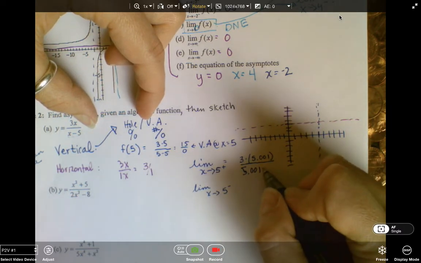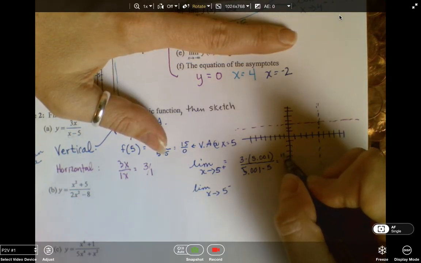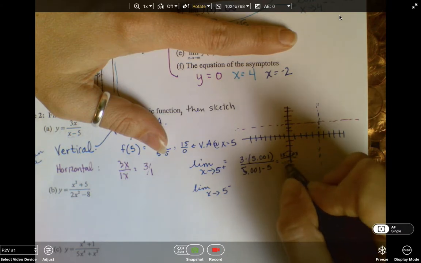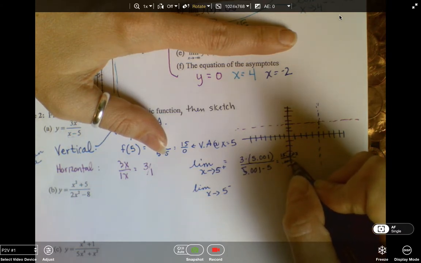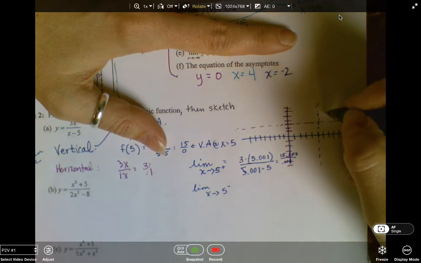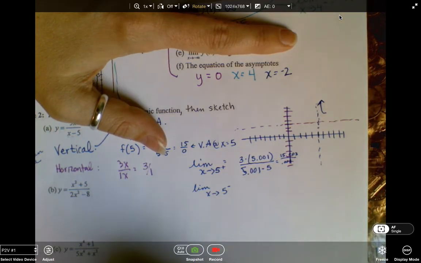5.001 minus 5. So this is going to give us a little bit more than 15 over something really, really tiny, .001. So I've got a big number over a really small number, which means that as we're coming at this towards the right, we're going up like that.